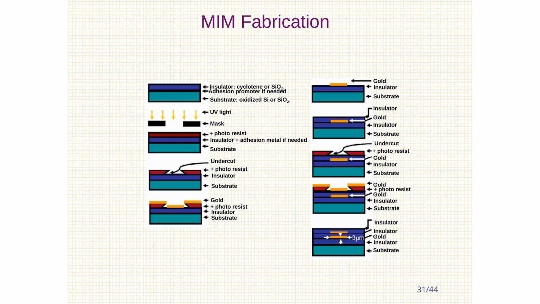In MEM fabrication, substrates like oxidized silicon or silicon dioxide are used with insulators such as cyclotene or silicon dioxide. An adhesion promoter may be applied if necessary. Ultraviolet light and a mask are used with photoresist to create an undercut, enhancing lift-off quality. Gold is deposited on the substrate, followed by photoresist application to complete the process.